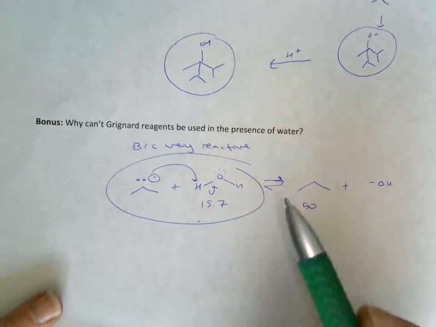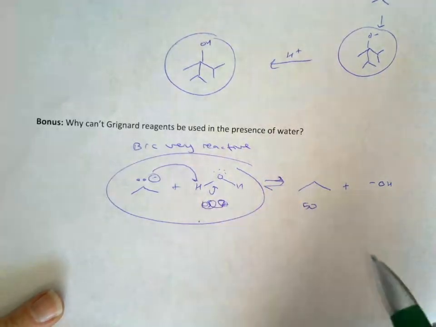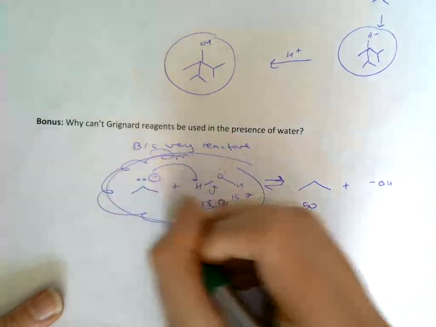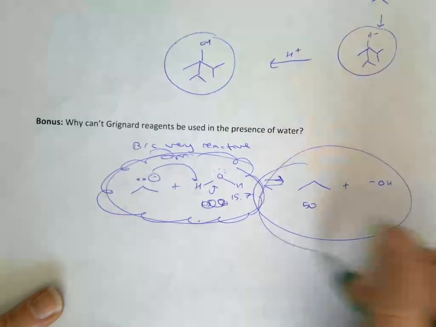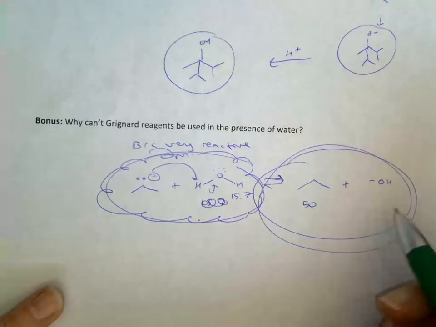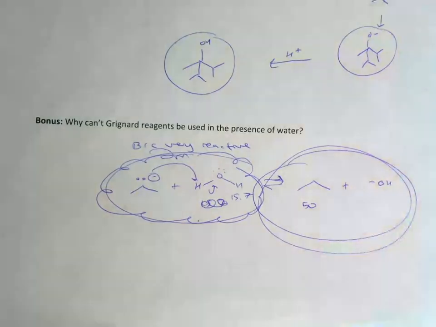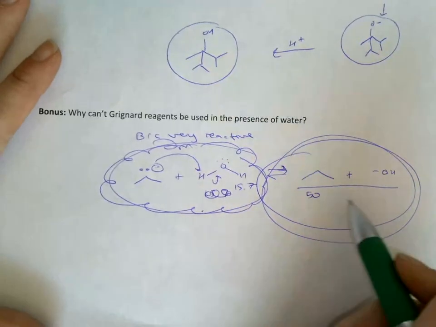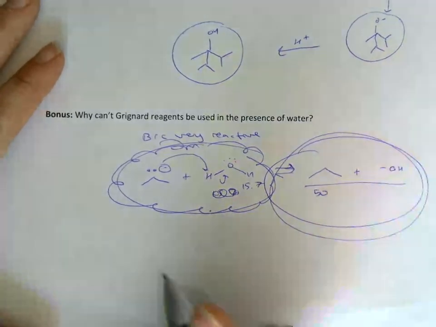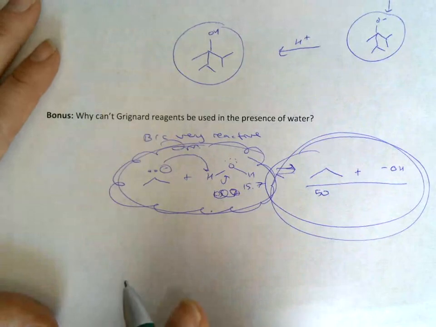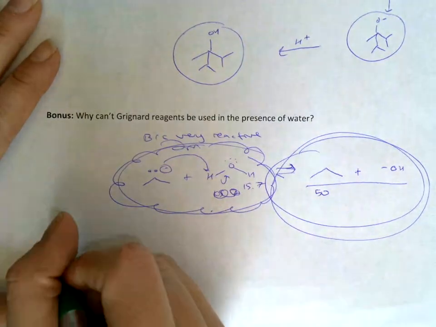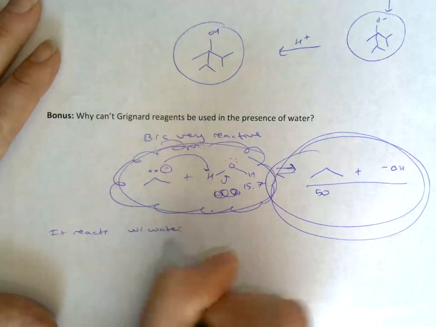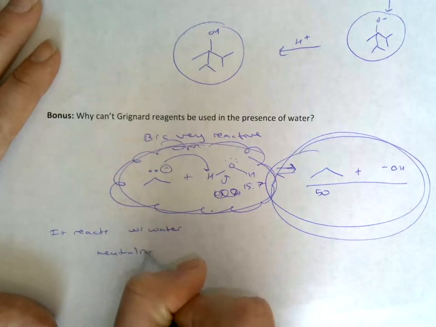So wait, what did I just do? The side with the weaker acid is favored. So this is 15.7. The weaker acid is 50. I don't know what I was thinking. Sorry. This side would be favored. So because of that, anytime you put Grignard in water, it automatically will just break down into this and make it, or react to form this and make it much less strong. So because of that, you can put that as the right answer if you want, or you can say it reacts with water or it is neutralized by water. Any of those would be fine.